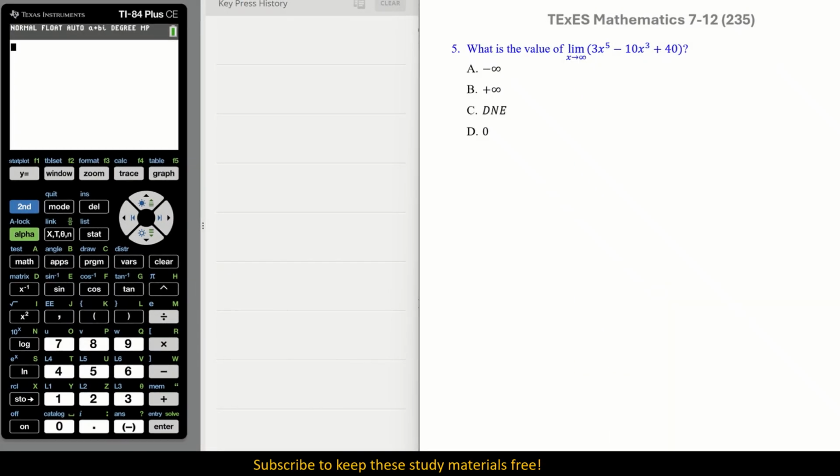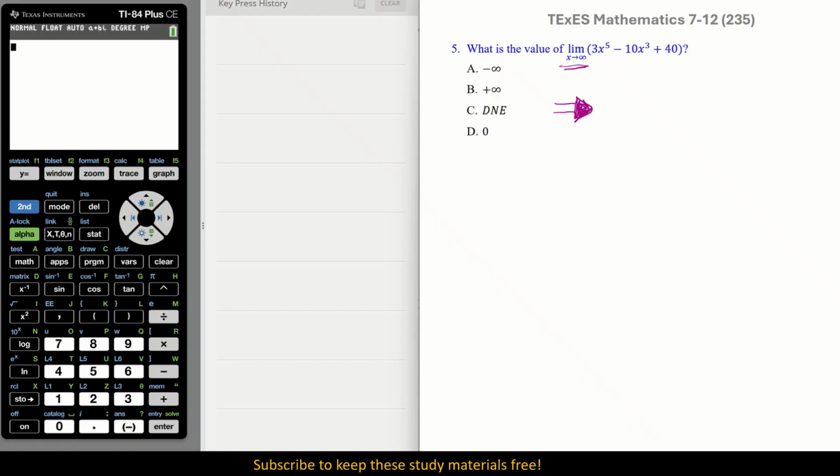Number 5, what is the value of the limit as x approaches infinity for the function 3x to the 5th minus 10x to the 3rd plus 40? So what they're asking is, as the x gets larger and larger, infinitely large, what happens? What is the limit? The best way to look at this function is to analyze each term. Well, we can't do that till we factor, which often when we're looking at values of limits, we must do. Always look to see if you can factor.